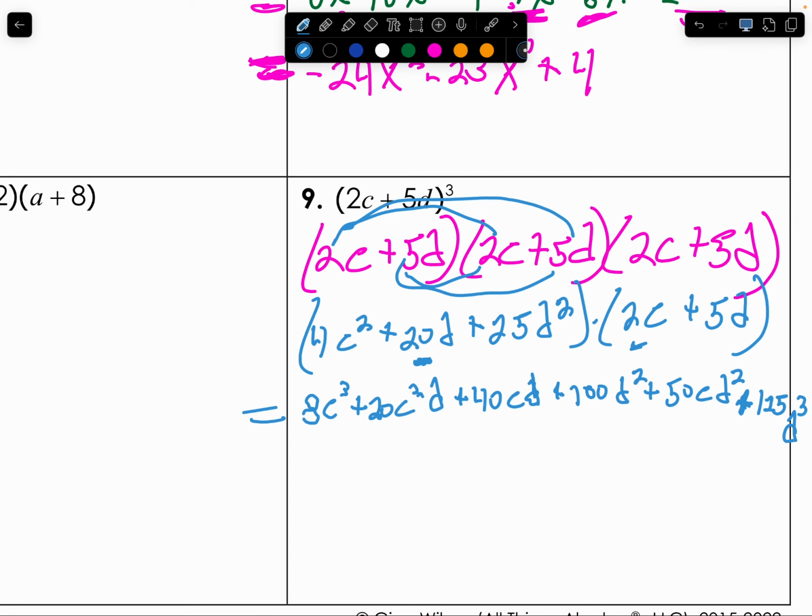Now I need to start with my alphabetical order, my c's, and start with my c cubed, I think is the highest one, and it is 8c cubed plus, that was the only c cubed in there. Well, let's see with some c squareds. Do we got some c squareds here? I just see that one. So I'm going to say plus 20c squared d.